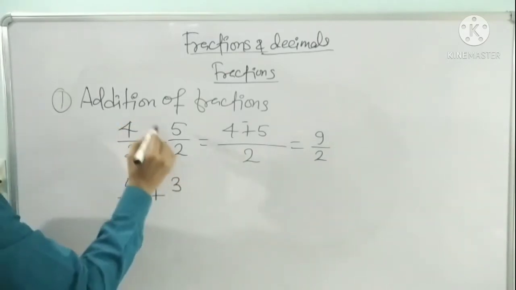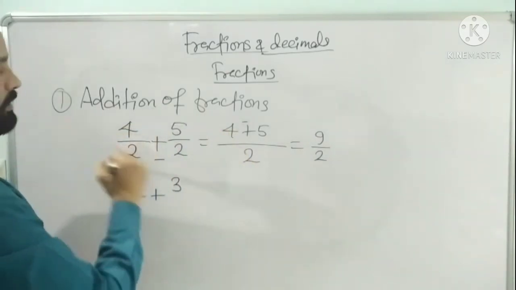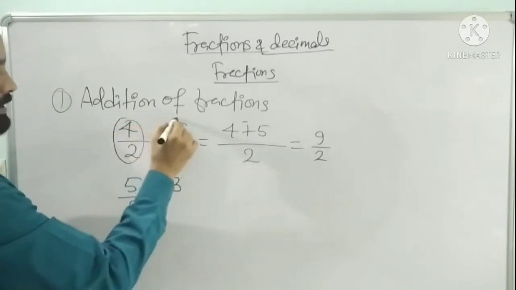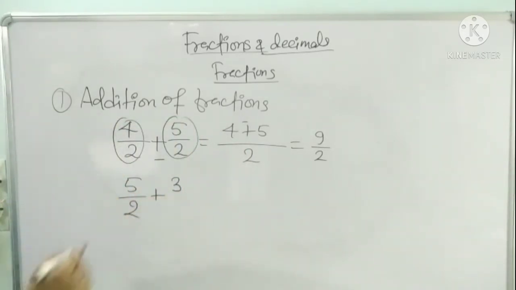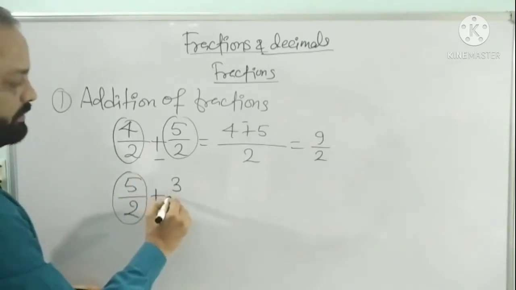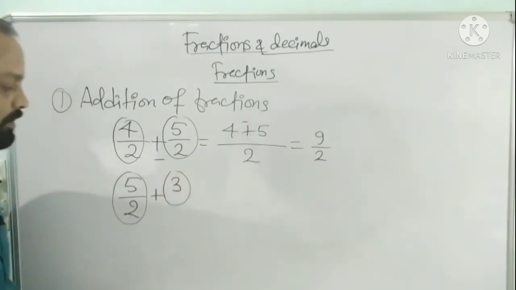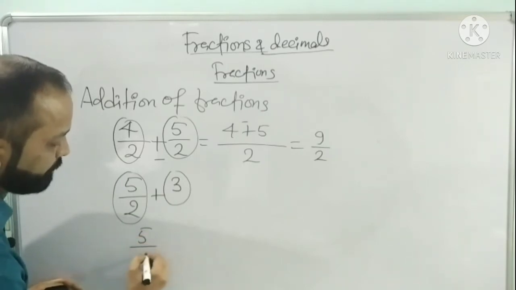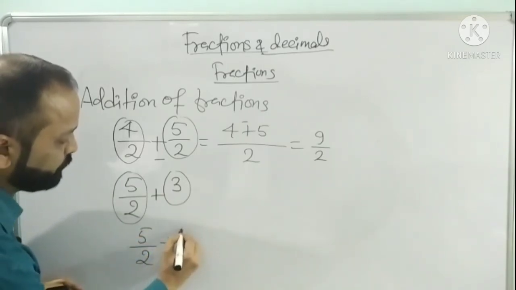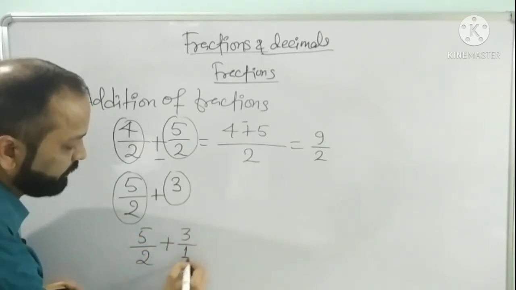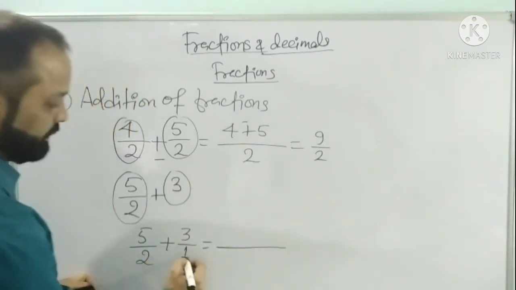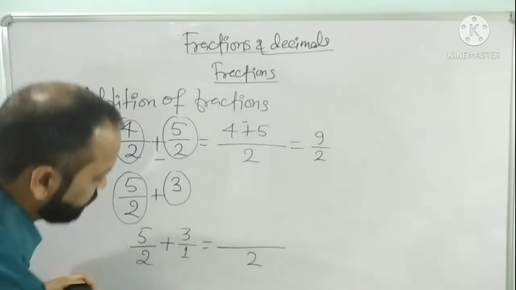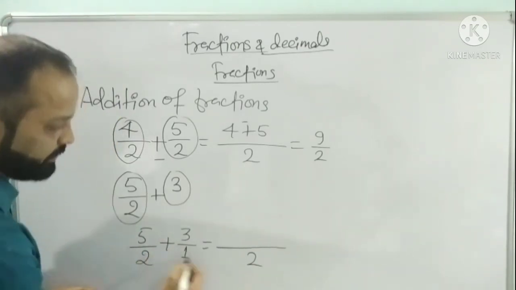Here the addition which we did earlier, this was a fraction and this was also a fraction, but here we are adding one fraction plus this as a whole. So can we write it as 5 by 2 or 5 upon 2 plus 3 upon 1? Yes. Now this will be 2. Why? How do we calculate this?